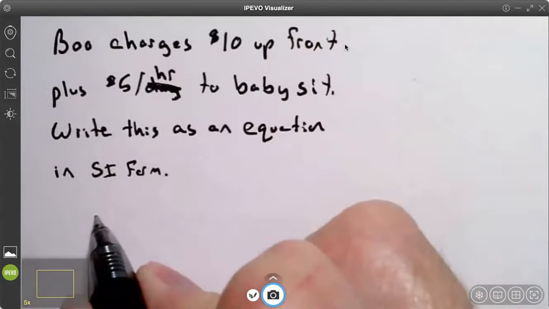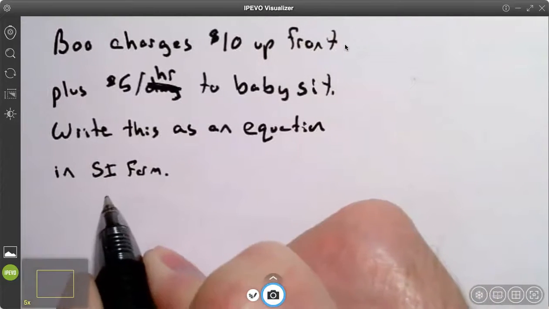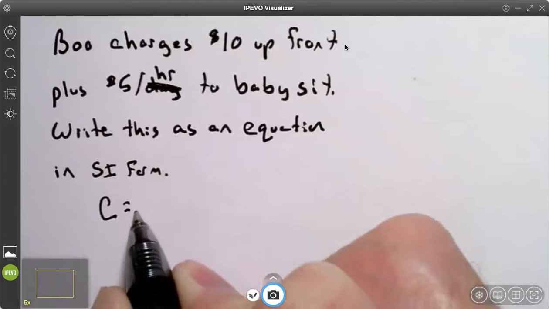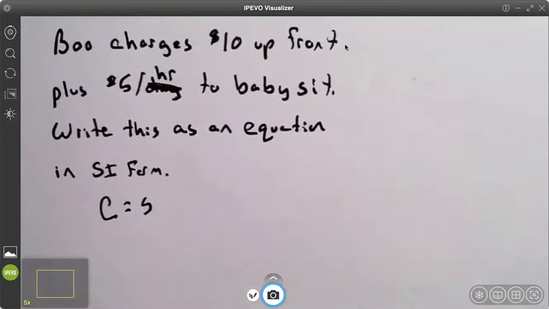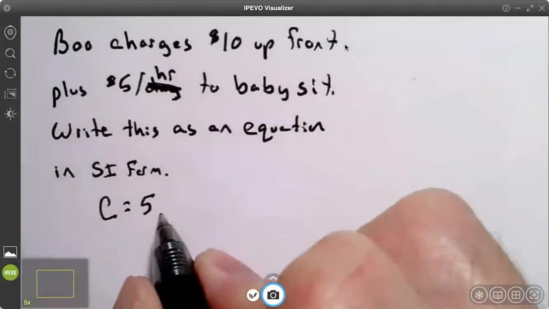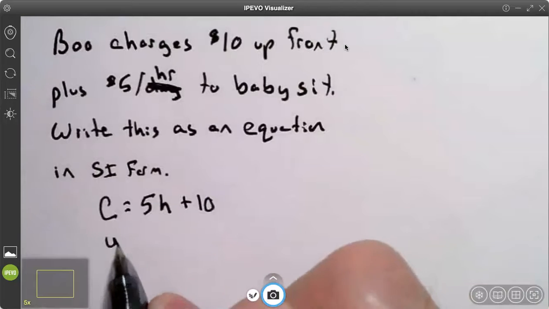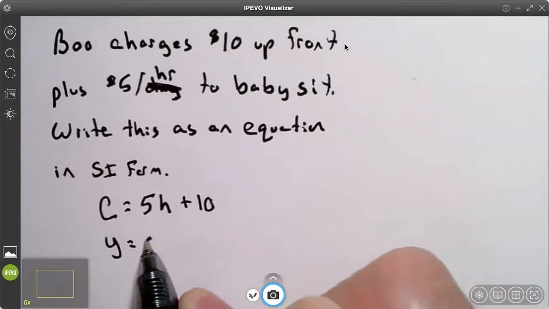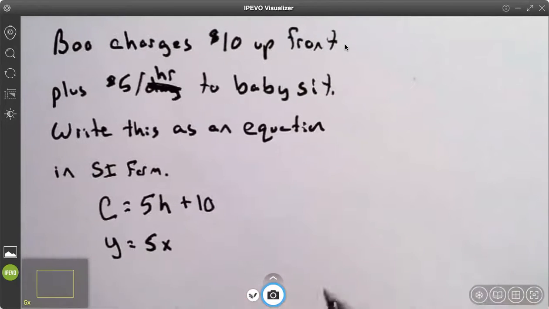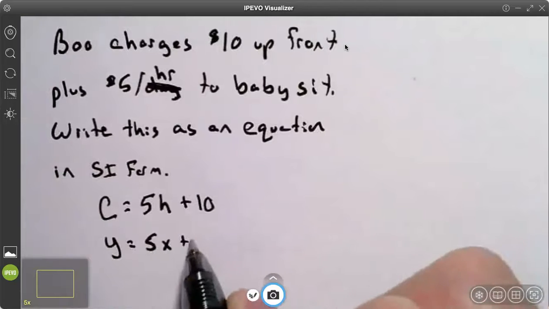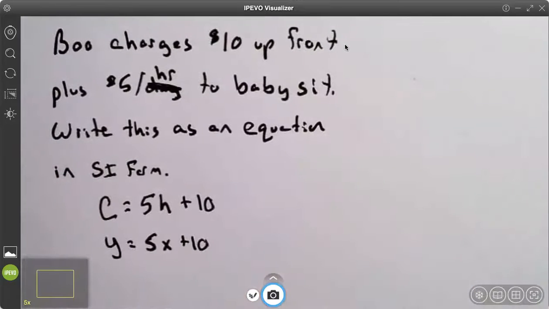Okay, so I could say that the total charge, C, equals $5 times however many hours they work plus the $10 upfront fee. Or if I wanted to use y and x, total charge could be y equals $5 times x, where x is how many hours they babysit, plus the $10 upfront fee. So either one of those would be an equation in slope-intercept form.